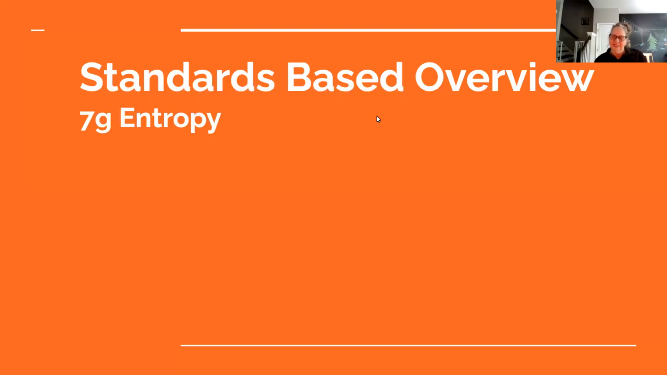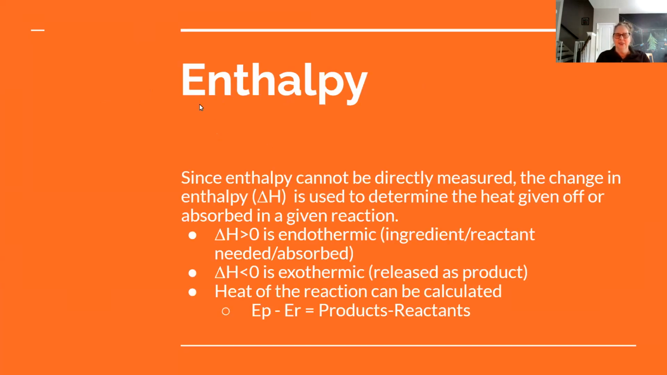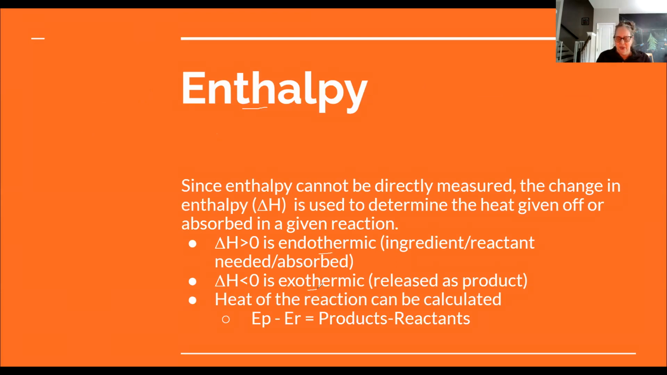Here we go with entropy for chemistry today. So there's entropy and enthalpy. We're going to review enthalpy first to make sure we're all keeping them separate. Enthalpy, TH, like thermal. Okay, enthalpy, thermal, endothermic, exothermic.